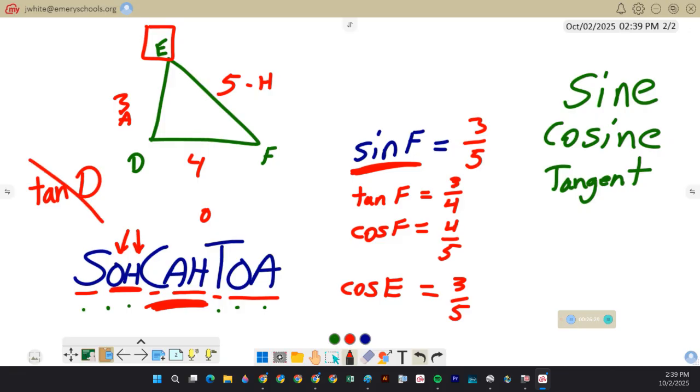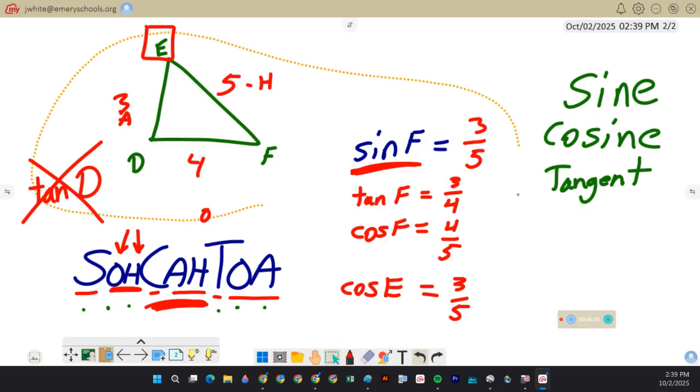So the tangent of D is not something we can do in this class. Okay. Let's do a couple more.